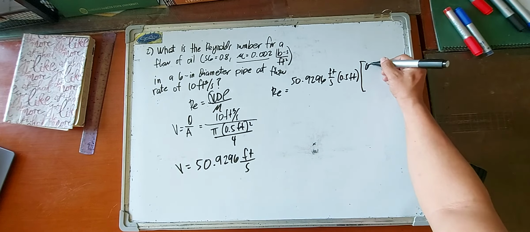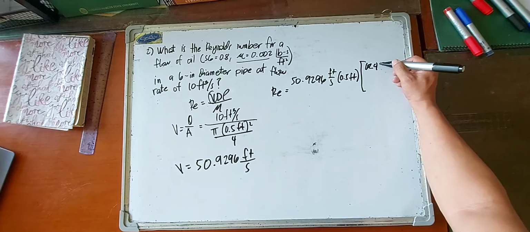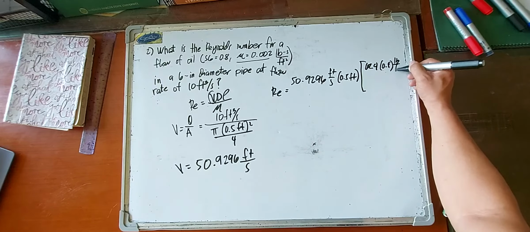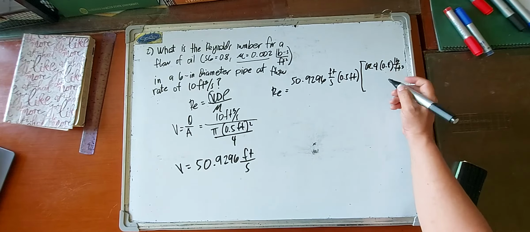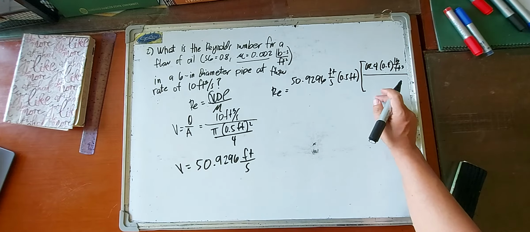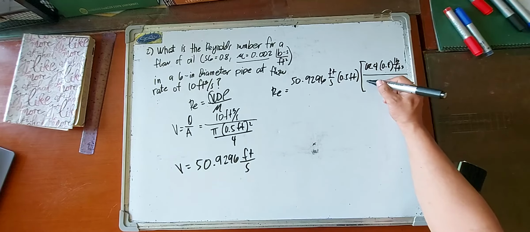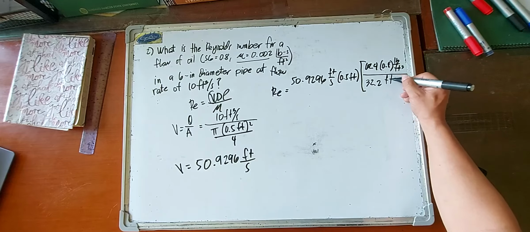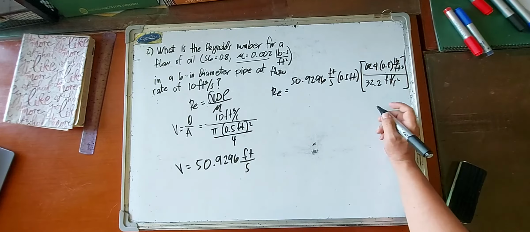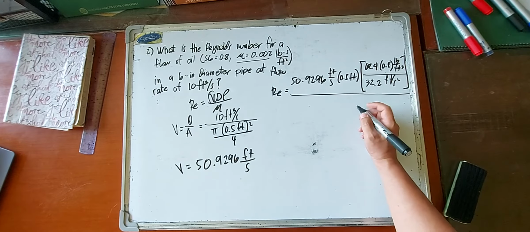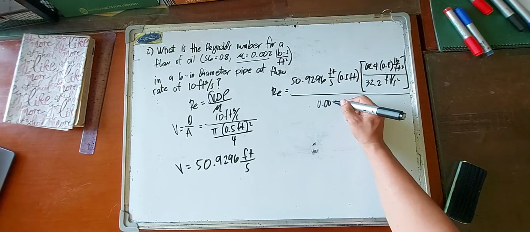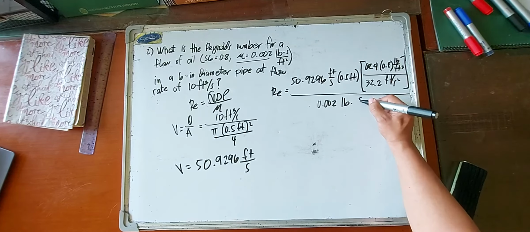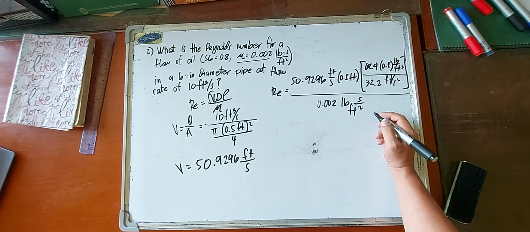So we have 62.4 times 0.8, that is in pounds per cubic foot. This is the unit weight. Then we remove the effect of gravity so that the value becomes density. So we divide by 32.2 feet per second square. And then we divide it by 0.002 pound second per square foot.